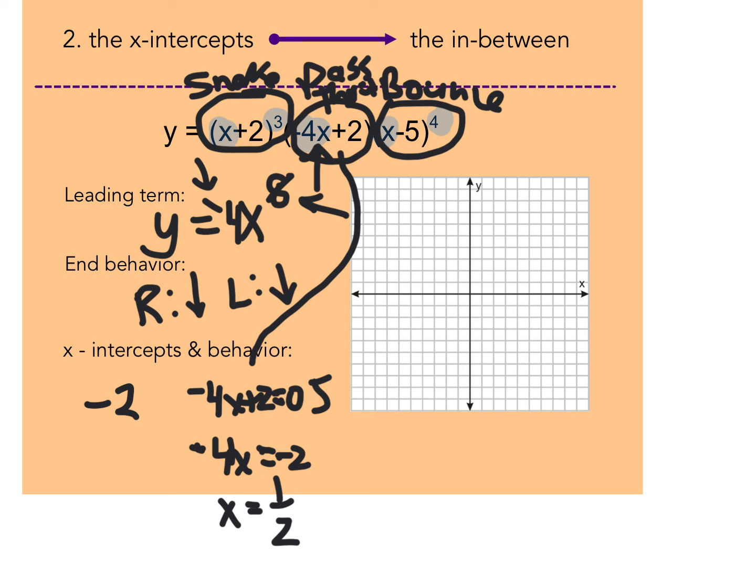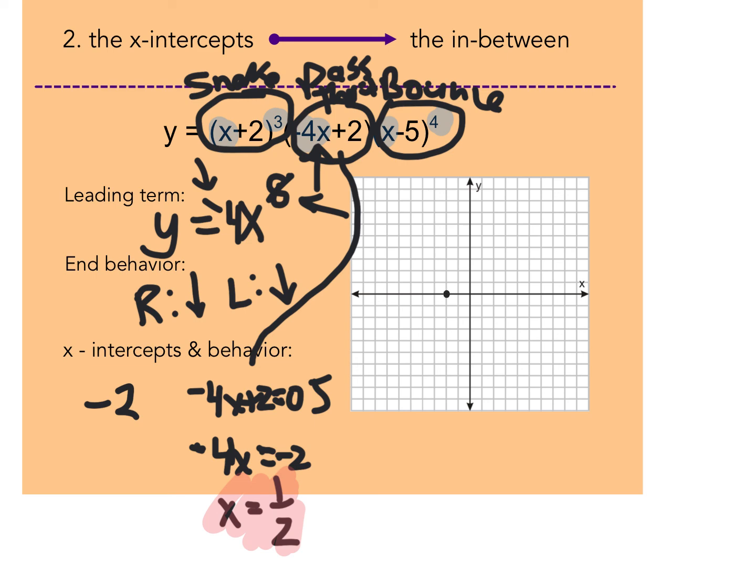I bet you not many people had a half. Did anybody figure out that 1/2 was one of the x-intercepts? Raise your hand if you did. All right, that's better than I thought. More than half of you, actually. Okay, then I can actually start graphing.